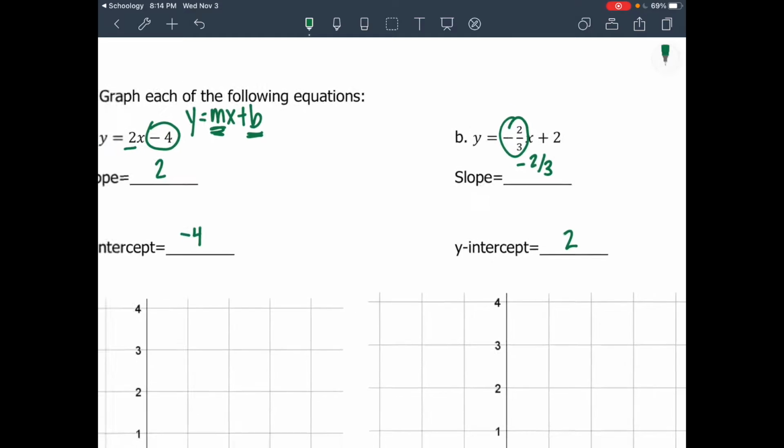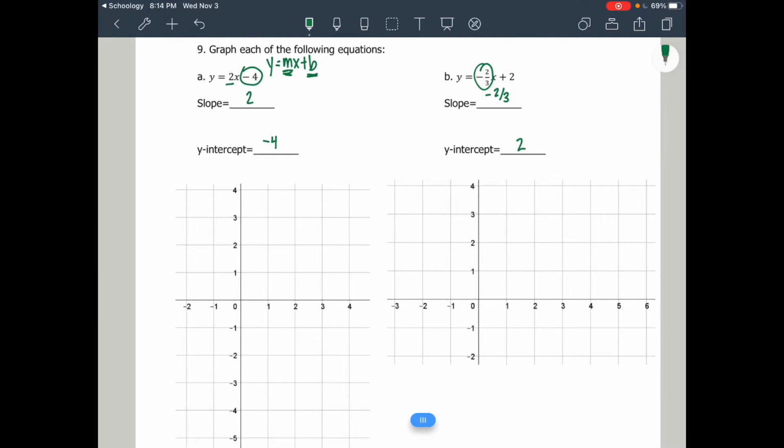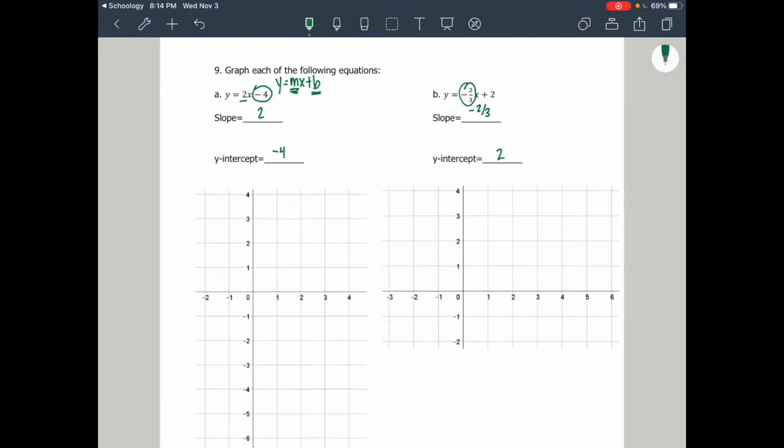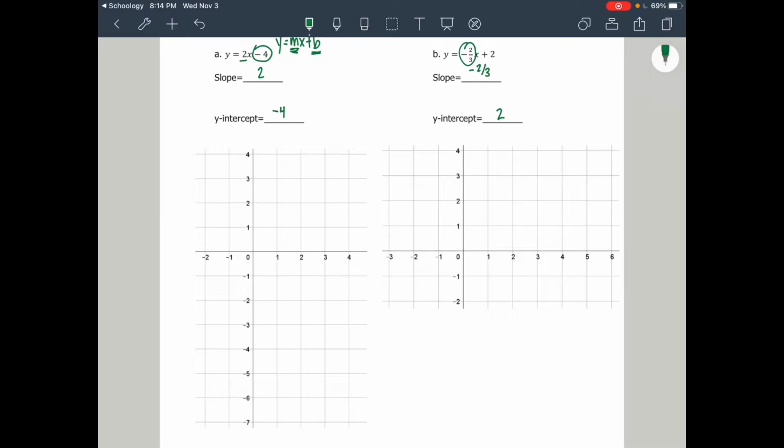So now we're going to graph, and it's helpful to have the slope and y-intercept because that is going to help you figure out where your points go on your graph. So for part A, we're going to start with the y-intercept because that's the starting value. So remember, this is x and this is y. So x, y. So I'm going to go down to negative 4 on the y-axis because that's the y-intercept.